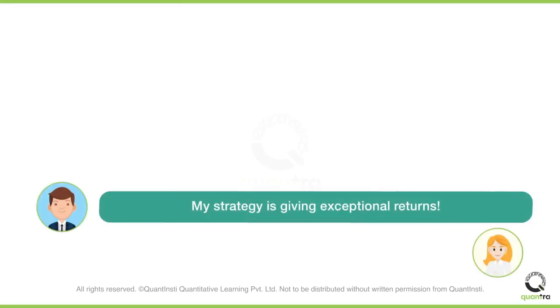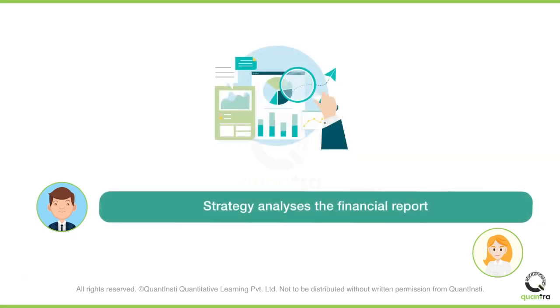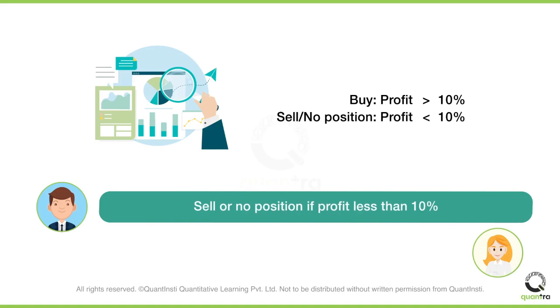John has created a strategy which is giving him exceptional returns in the backtest. He tells Mary about the performance and she is happy. John mentions that in the strategy, he analyzes the financial report after the earnings have been released, and buys the asset if the company reported more than 10% profit. If the net profit margin is less than 10%, he sells or takes no position.